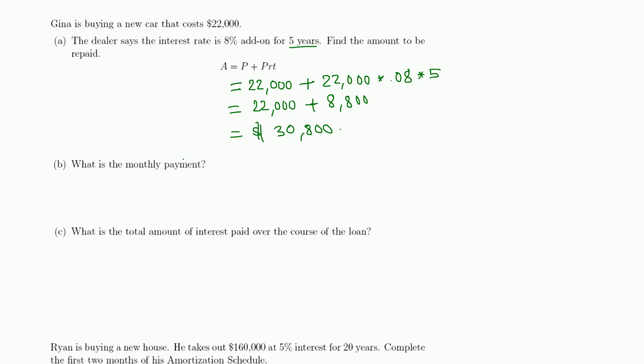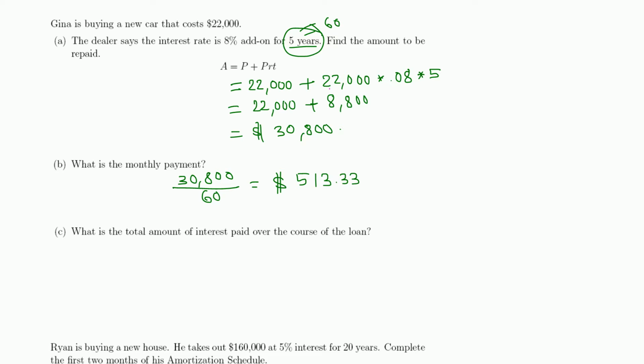So monthly payment, she is paying in 5 years. 5 years means 12 months per year, so 12 times 5, 60 months. So we divide this by 60. So 30,800 divided by 60, and using your calculator you get 513.33.